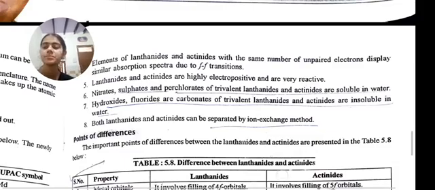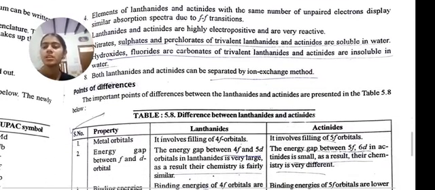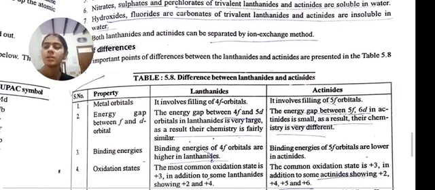Points of differences. The important points of differences between the lanthanides and actinides are presented in the table below. Metal orbitals: in lanthanides, it involves filling of 4f orbitals. In case of actinides, it involves filling of 5f orbitals. In lanthanides, the energy gap between 4f and 5d orbitals is very large. As a result, their chemistry is fairly similar. In case of actinides, the energy gap between 5f and 6d orbitals is small. As a result, their chemistry is very different.